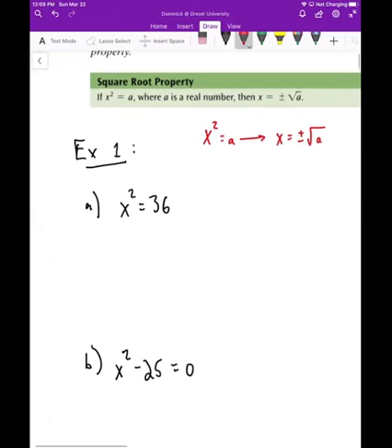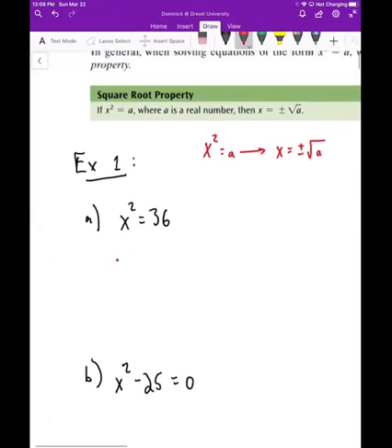So to see a couple of quick examples of that, we have in this first example, x squared is equal to 36. So if we square root both sides, we get that x is equal to, well, what's the square root of 36? It's 6. And then, of course, we get plus or minus 6. Right, so that's simple enough.